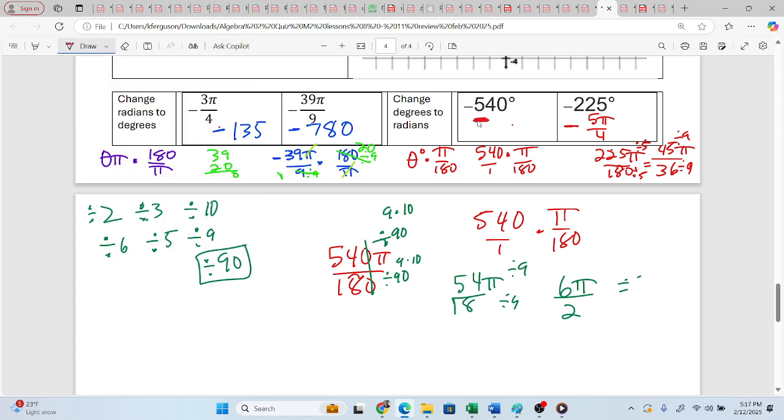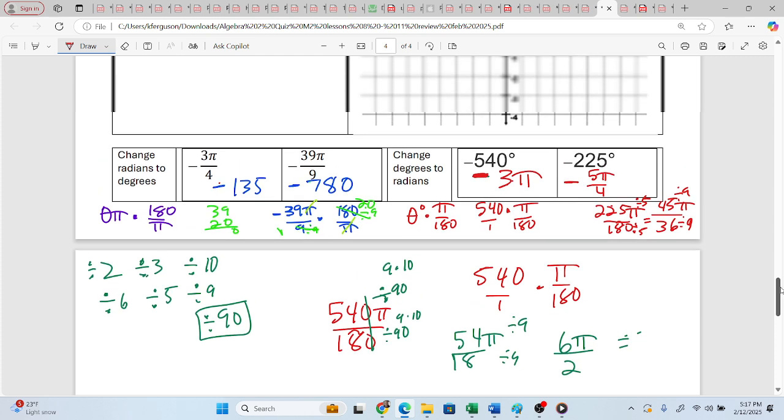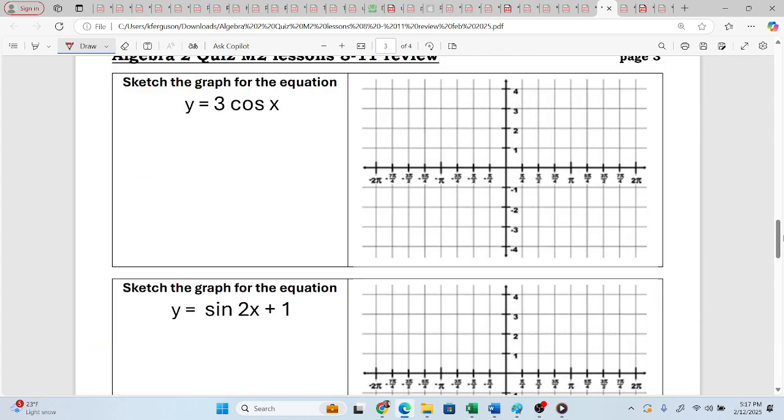So my answer is negative 3 pi. Remember, 360 degrees is 2 pi. So saying it's 3 pi means it's more than 360 degrees. So yep, that works. Got those out the way. So let's get to this sketching finally.